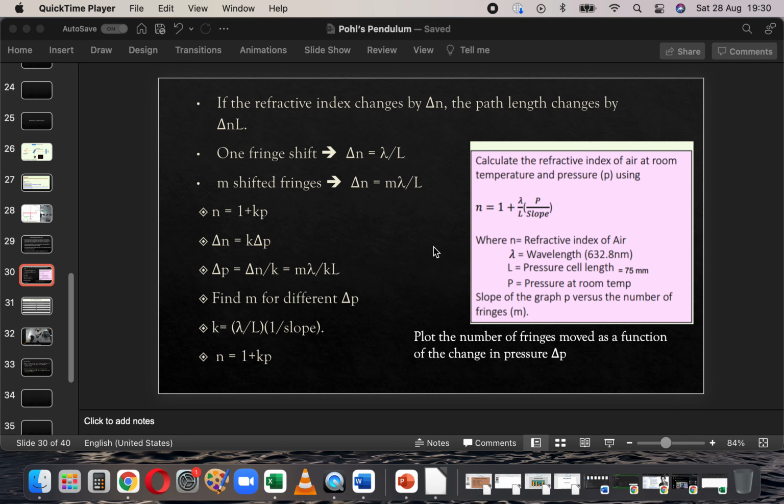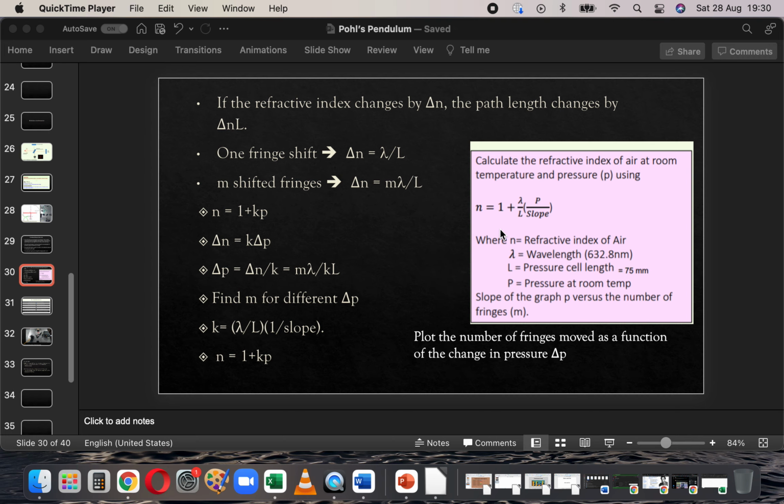So I just need to find out for a given change in pressure delta P, how many fringes shift. So then if I plot that, I will get a slope. From the slope I can measure this K, and if I plug in this value, I'll be able to measure the refractive index. So there's a video in which you have this data available.